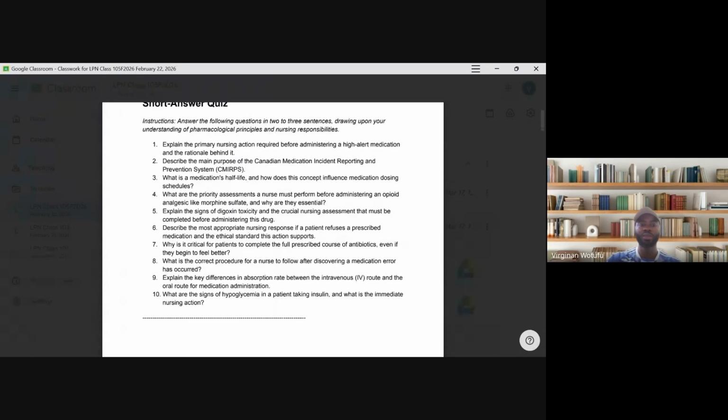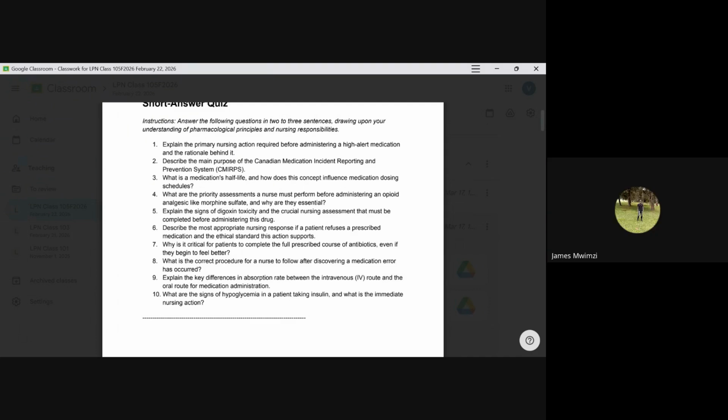Now let's look at question 4. What are the priority assessments a nurse must perform before administering an opioid analgesic like morphine sulfate, and why are they essential? I think this one I can answer: to get to know the baseline vitals, for example, the respiration rate. When you get to know the baseline for respiration rate, you'll be able to understand when the patient is going into respiratory depression.